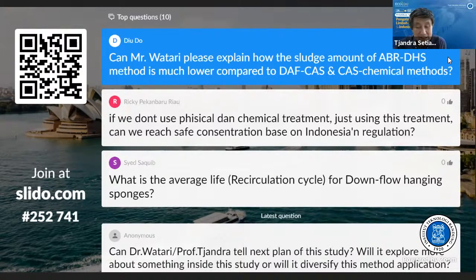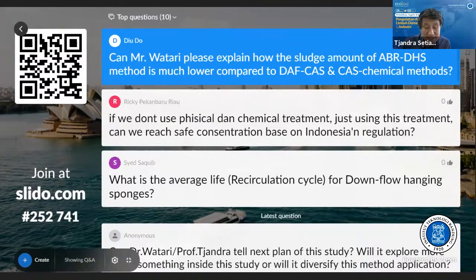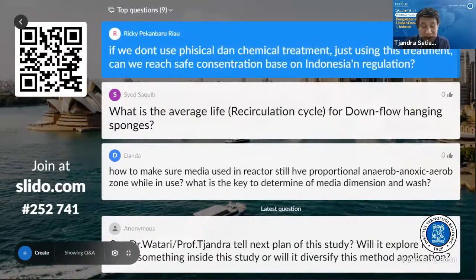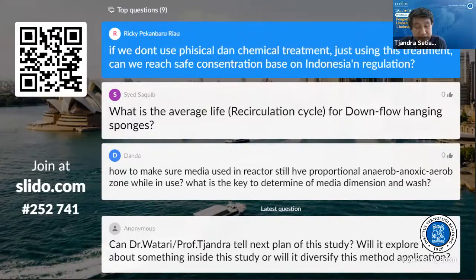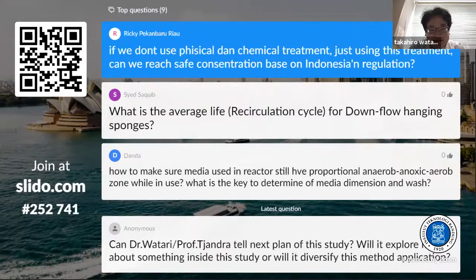So I think the reason why the ABR and the DHS have the smaller sludge production is that it is totally biological treatment. That is why it is the lowest one. The next question is: using only biological treatment, can we meet the Indonesian standard or not? Dr. Watari, as you mentioned earlier, please.